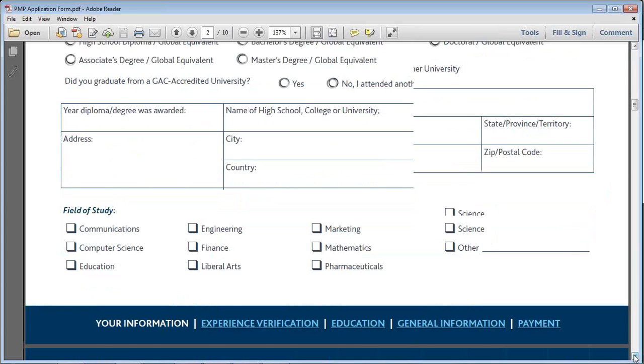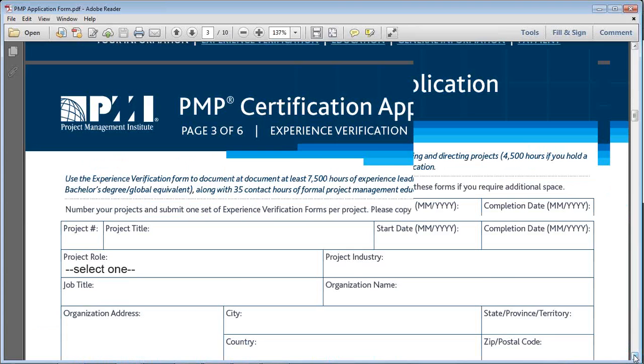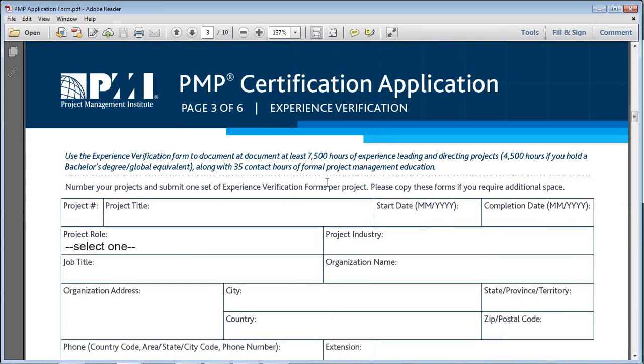Your field of study. Now you come to this form where for each project you have to fill up. So you have to give the name of the project, the start date of the project, the end date of the project.